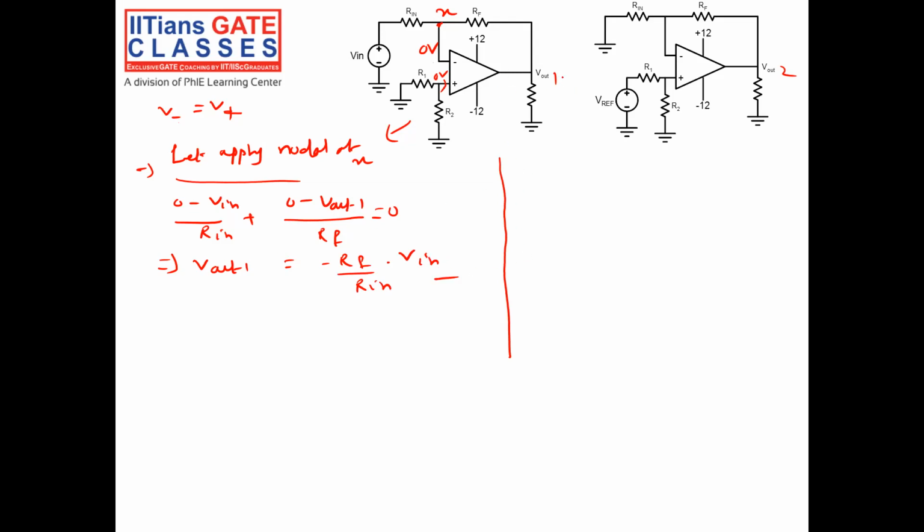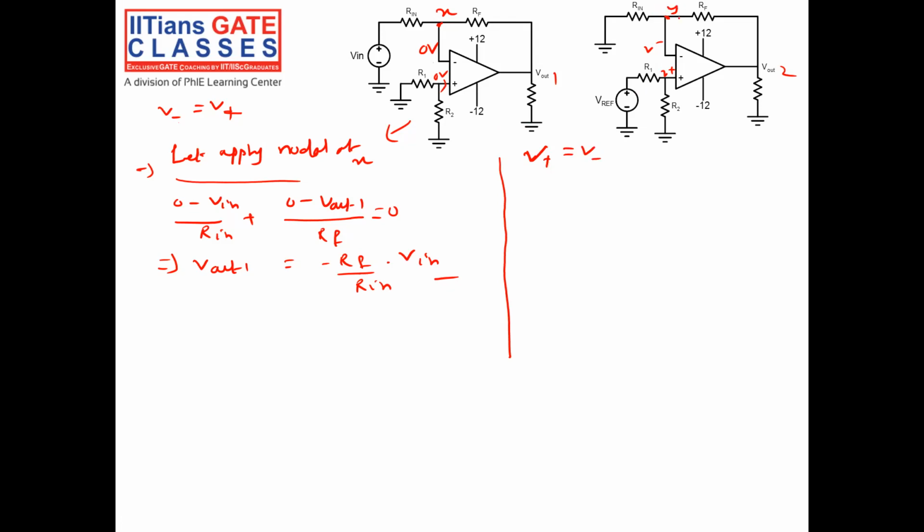Now in this circuit, I have to calculate V out 2 due to V ref. Let the voltage here be V positive, right? Let the voltage here be V negative. Since there is negative feedback, that is, some part of the output is getting fed to the negative terminal, V positive is equal to V negative. So now we have to apply nodal here, right?